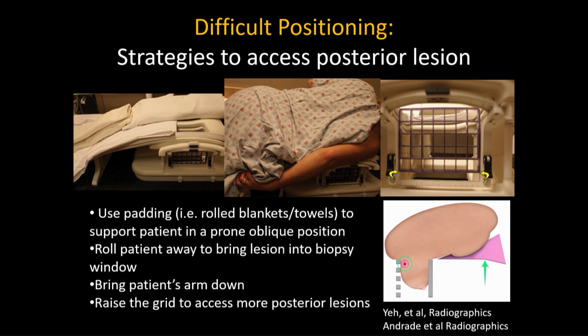Other strategies to help you access posterior lesions. Use padding. So this is a nice example from a RadioGraphics article. If you use padding, rolled blankets or towels, you can support the patient in a prone oblique position, allowing for the patient's biopsy grid to allow a biopsy of the finding. So you want to roll the patient away to bring the lesion into the biopsy window. Sometimes you can bring the patient's arm down, that might be helpful, or raise the grid to access more posterior lesions.